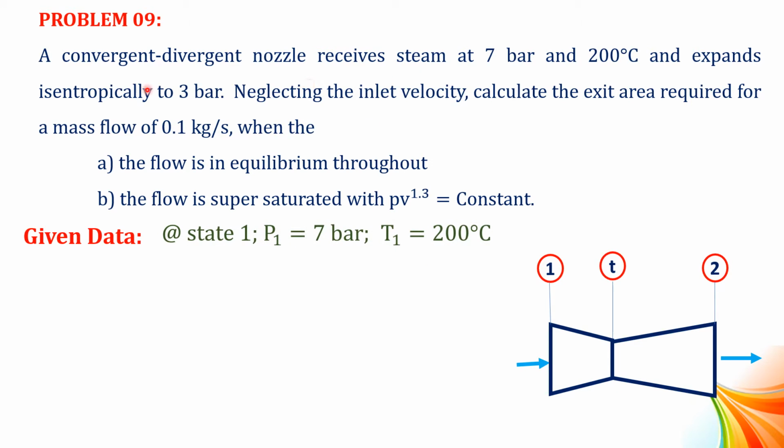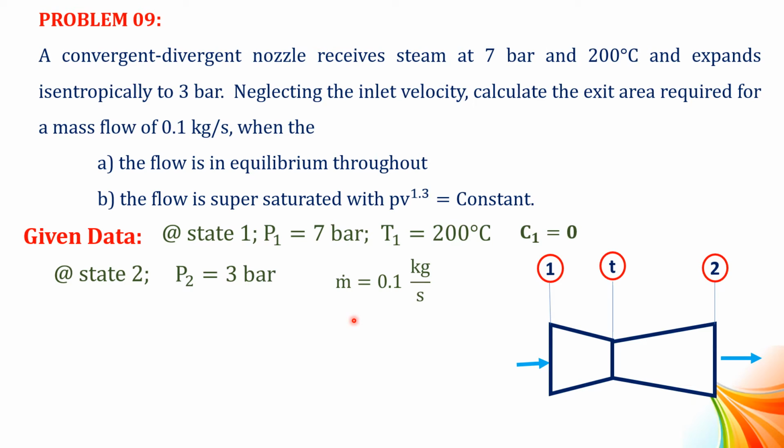The nozzle receives steam at 7 bar. So P1 equal to 7 bar and temperature T1 equal to 200 degrees centigrade, and expands isentropically to 3 bar. So at the exit of the nozzle, the pressure P2 equal to 3 bar. Neglecting the inlet velocity, therefore, C1 equal to 0. Calculate the exit area required for a mass flow of 0.1 kg per second.